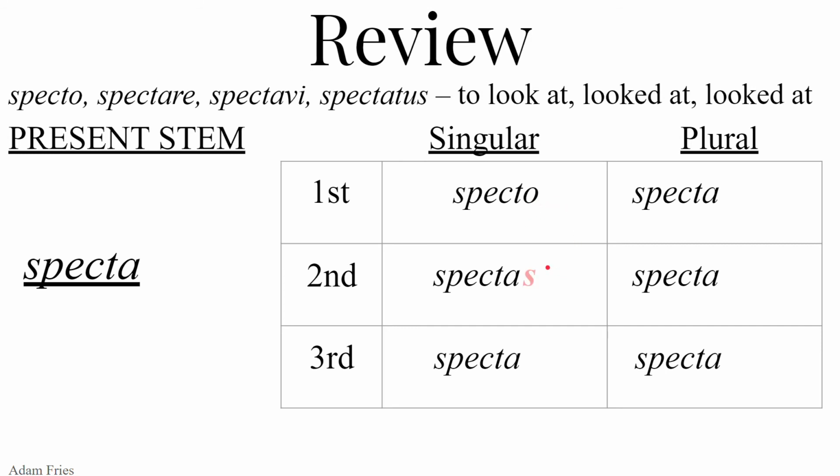Then we add S, spectas, you look at; spectat, he, she, it looks at; spectamus, we look at; spectatis, ye or y'all look at; and spectant, they look at. Specto, spectas, spectat, spectamus, spectatis, spectant. I look at, you look at, he, she, it looks at, we look at, ye look at, they look at.